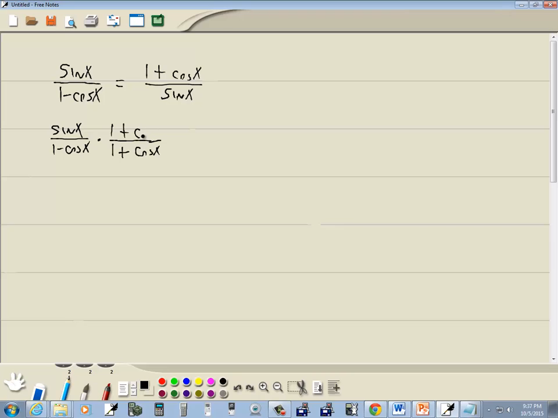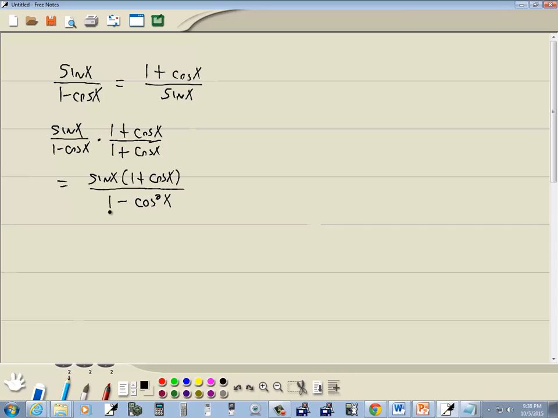Now whatever we multiply by the bottom, we have to multiply by the top. So then that gives us sine x times 1 plus cosine x. And down below, the nice part about conjugates is all you have to do is multiply your first parts and your last parts. 1 times 1 is 1, minus cosine times cosine is cosine squared.